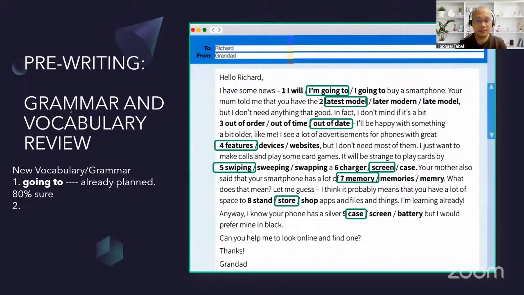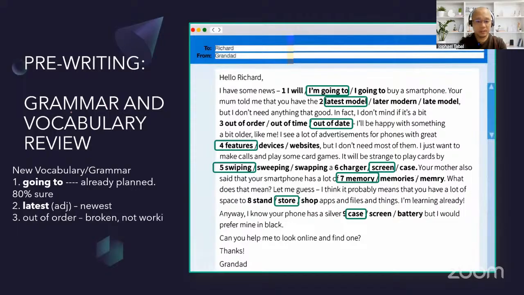Okay. So let's check here some new vocabulary. Number 2, that's latest. Latest, the function for this is adjective. So this means newest, very new. So that's latest. And number 3, out of order means broken. Out of order means broken, not working.